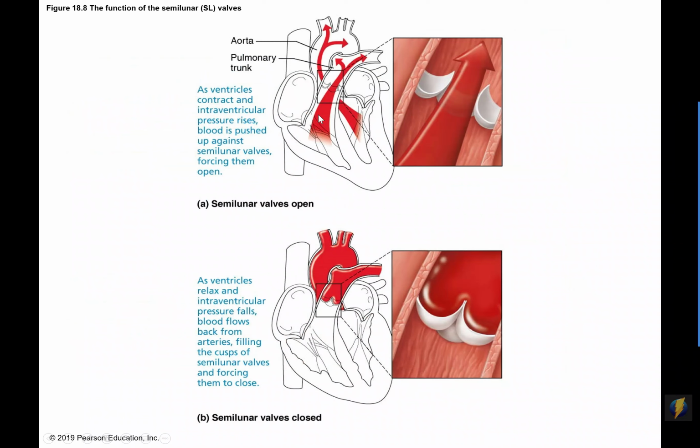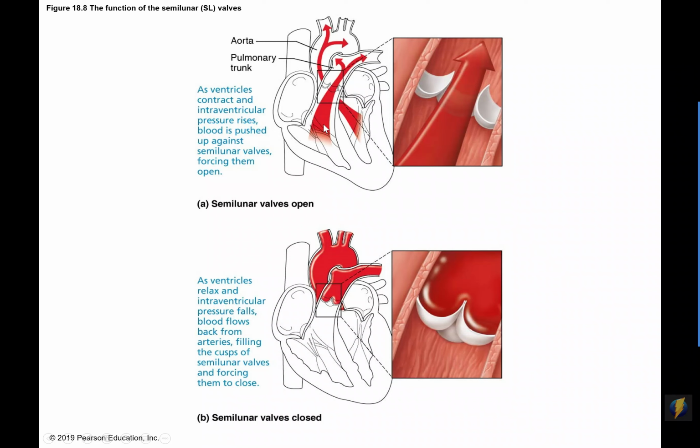With the semilunar valves, what we're looking at is ejection of blood from the ventricles. As the ventricles eject the blood into the aorta and the pulmonary trunk, the pressure in the ventricles will start to decrease as the ventricles then relax.